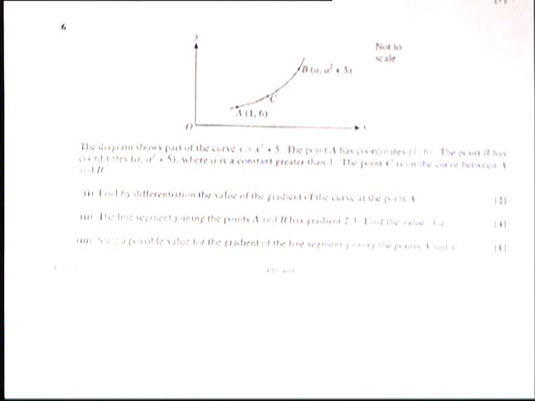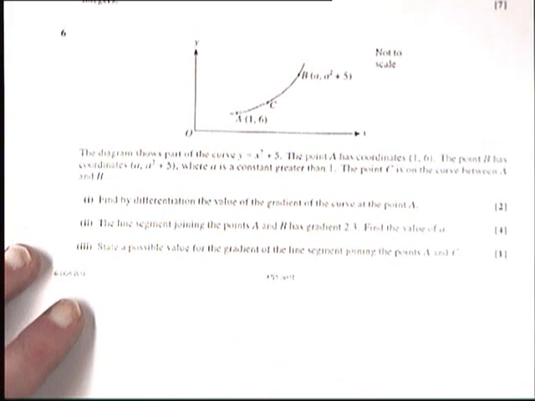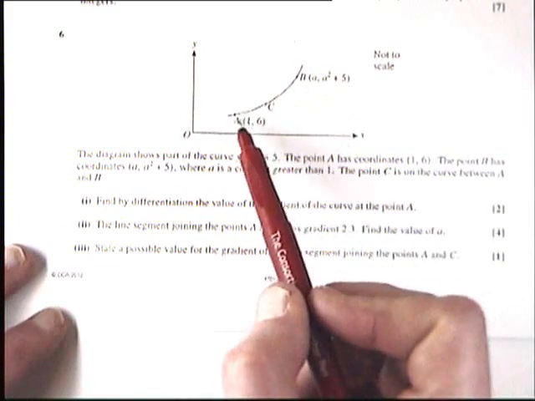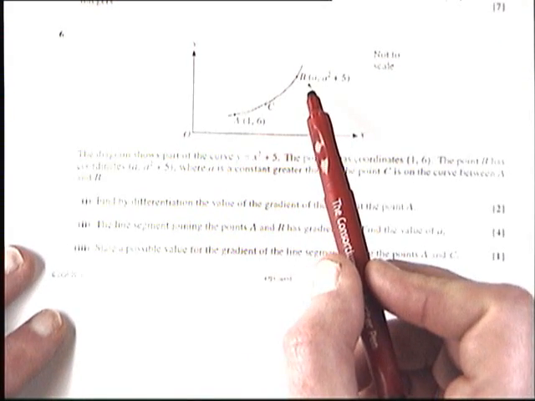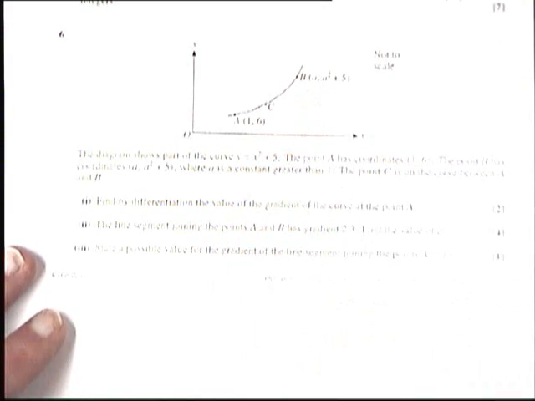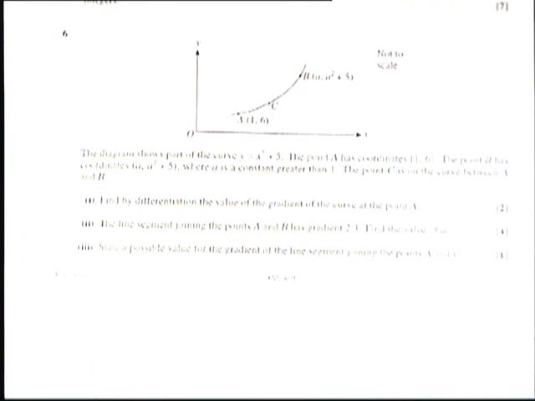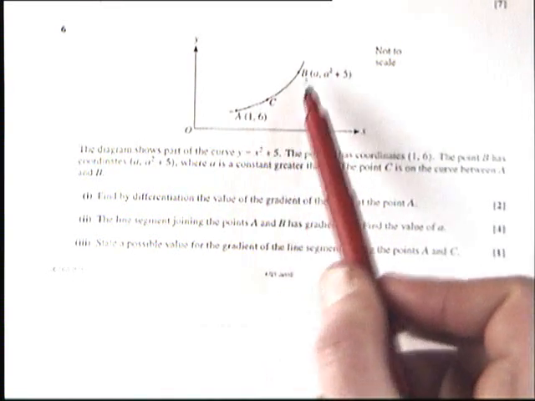Question 6 on this paper comes with a diagram. It's showing the curve y equals x squared plus 5. The point A has the coordinate 1, 6. The point B has coordinates a, a squared plus 5, where a is a constant greater than 1. The point C is on the curve between A and B.